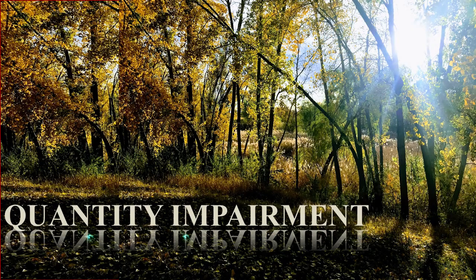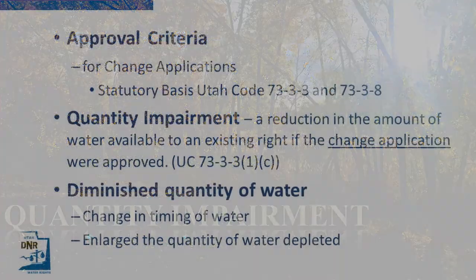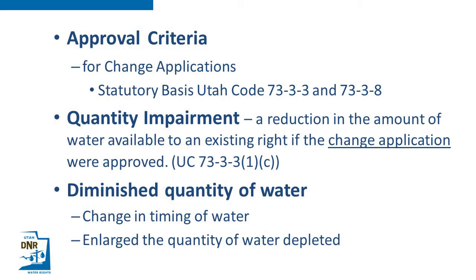Let's move on to quantity impairment as the state engineer looks at quantity impairment for the approval of a change application. Quantity impairment is a reduction in the amount of water available to an existing water right if a change application is approved. This includes changes in the timing of water or enlarging the depletion of the existing water right. A change application will likely not be approved if it quantitatively impairs an existing water right.